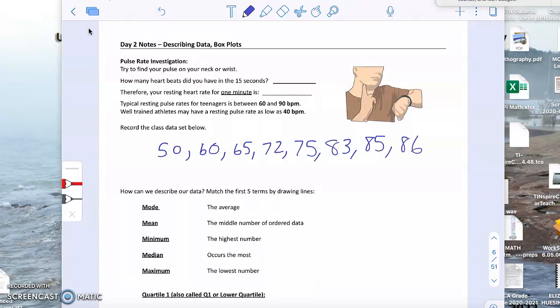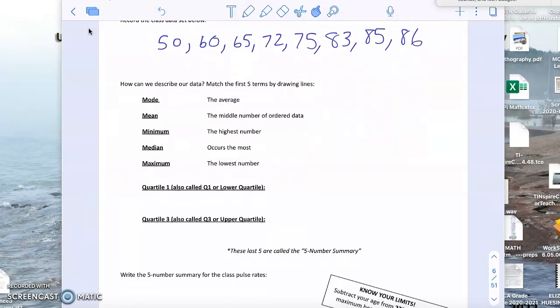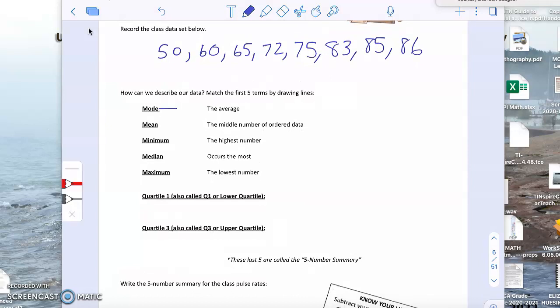And so again, we had more than this as a class, but we're just going to say that we had these here. So first, we started talking about terms that we've used in the past to describe these. The mode is our number that occurs the most. Our mean is another way of saying the average. Our minimum, lowest number. Median is the middle, and max is the highest.